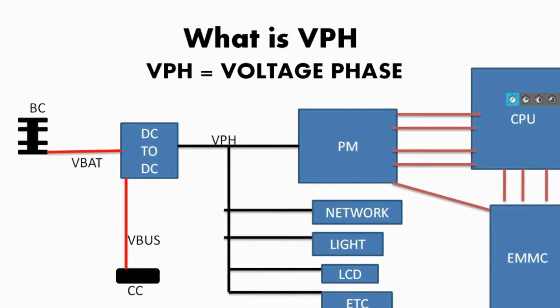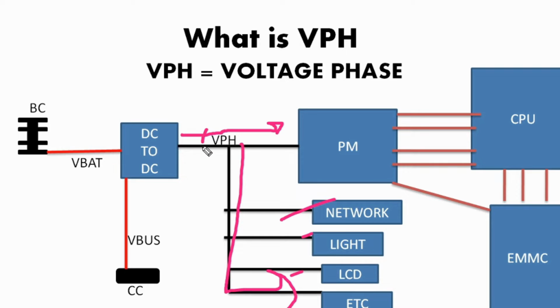Now, what is VPH? VPH means voltage phase, a line through which a mobile phone operates. It's also an important line for mobile phones, right? In this diagram, there is a line coming out from the DC to DC IC and going to the PMIC, and also to the other sections like network, light, LCD, Wi-Fi, Bluetooth.